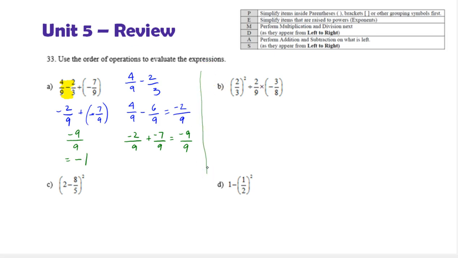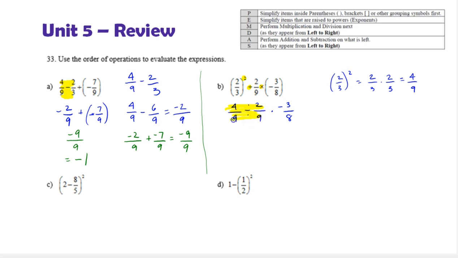Let's look at the next one. Okay, here we have an exponent, division, and multiplication. We do the exponent first, and then we'll do the division and multiplication from left to right, so division first. So again, we'll do some of this work on the side so it doesn't get too messy. Starting with the exponent, 2/3 squared means 2/3 times 2/3. Multiply across, and we have 4/9. So now 4/9 divided by 2/9 times negative 3/8.